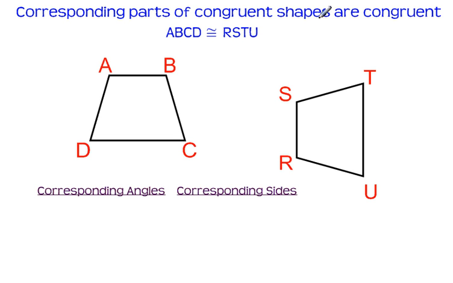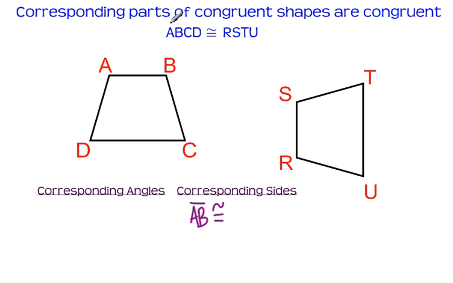Corresponding parts of congruent shapes are congruent. So here are two quadrilaterals, and this one is labeled A, B, C, D. This one is labeled R, S, T, U. And shapes that are congruent have congruent parts, meaning this length AB, which is written like this, segment AB, is congruent to which side over here?